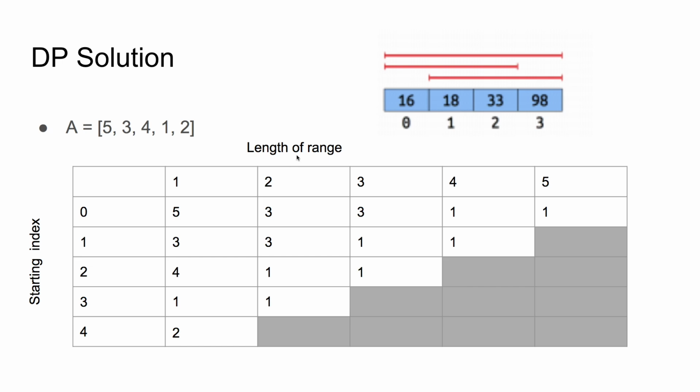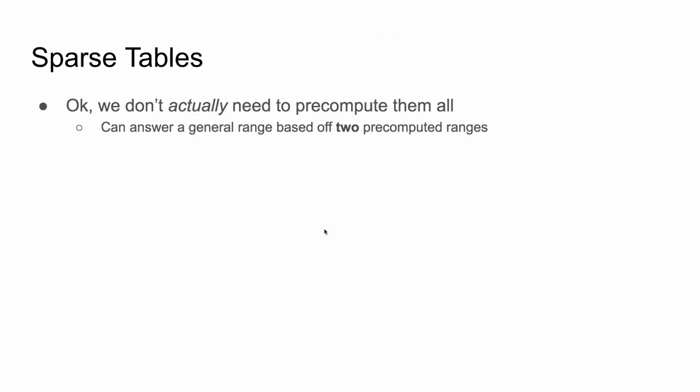The problem is n-squared is usually too big, too poor for most competitive programming applications, and if n is greater than like 1,000, then it won't work out. So can we do better? And the answer is yes, with sparse tables. The idea of sparse tables is that we don't actually need to compute every single n-squared range. We can answer the minimum query based off 2 pre-computed ranges.